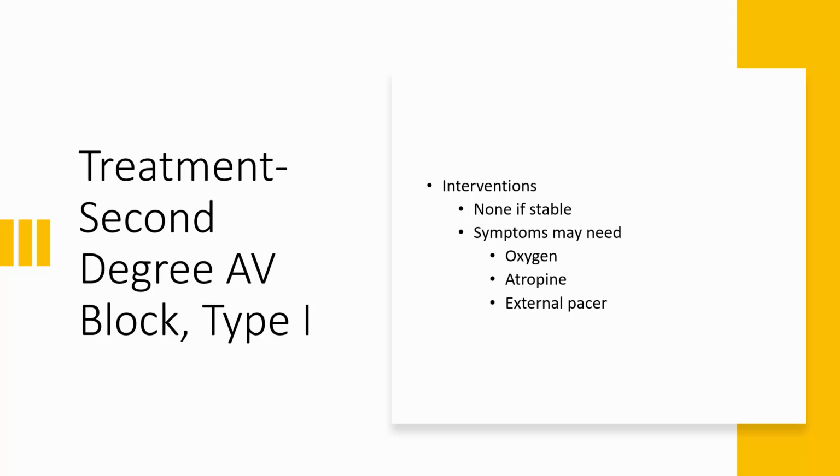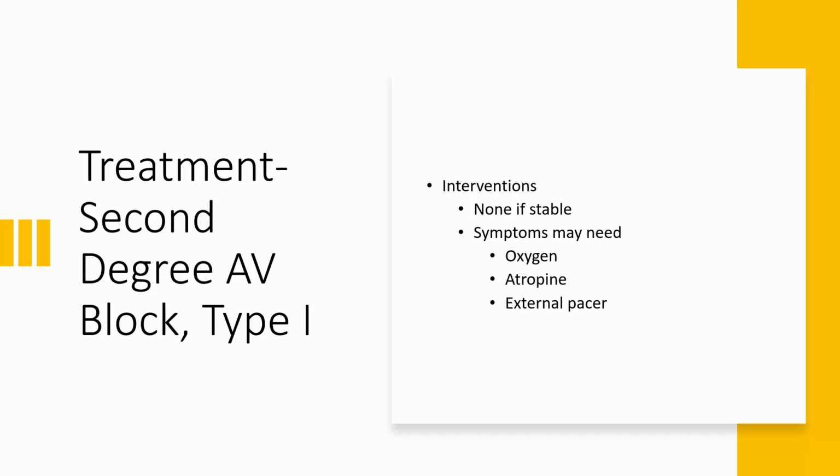So one thing you want to make sure you do is, of course, give them oxygen because they don't have enough circulating. And then medication-wise, we try and give them atropine, because what atropine is going to do is increase their overall rate, and that's what we want.